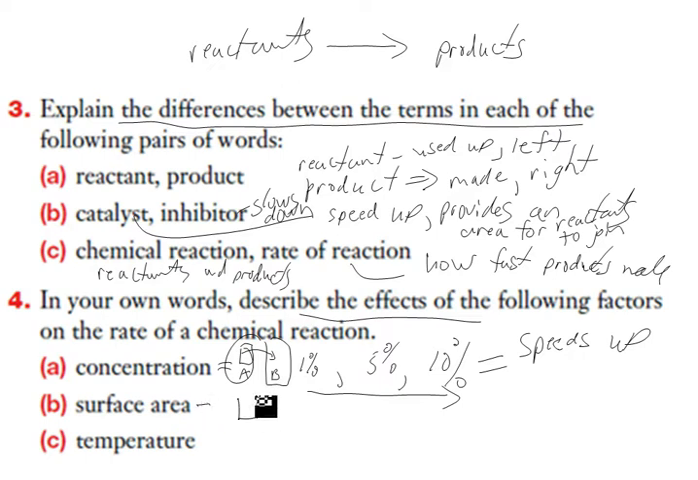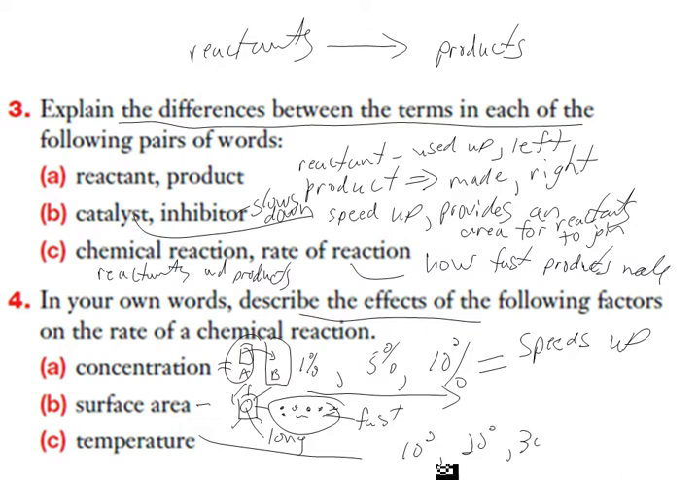Surface area. We can take a cube, or we can take the same cube and break it up into small pieces like this, and that's changing surface area. The cube would take a long time to react because you've got to tear away the outer layers before you can get to the particles in the middle. This would be fast.